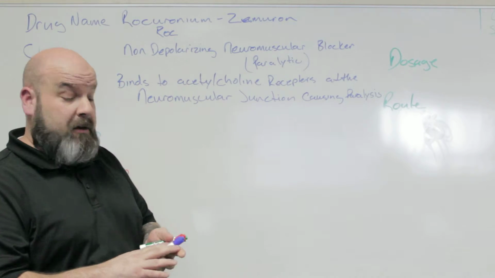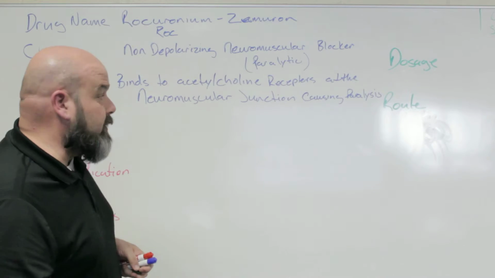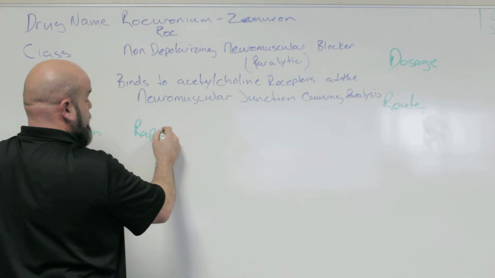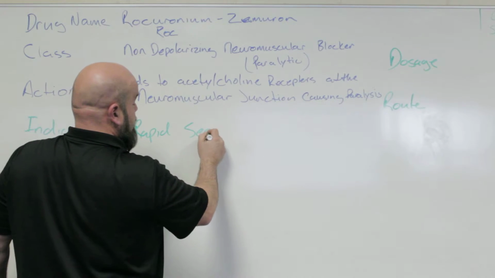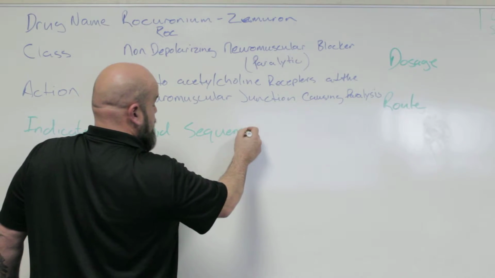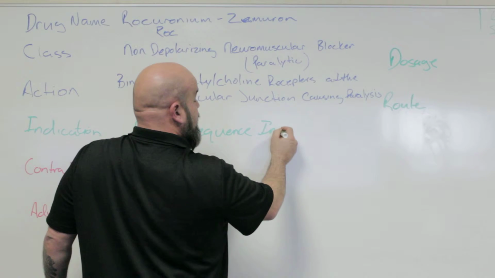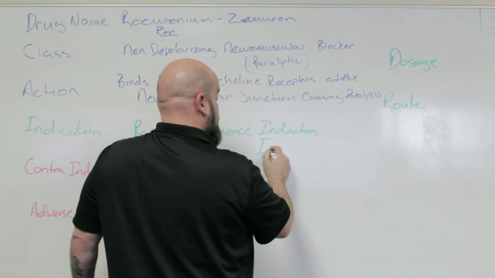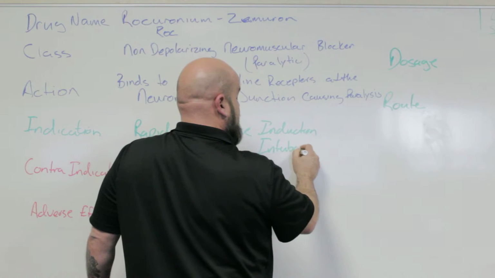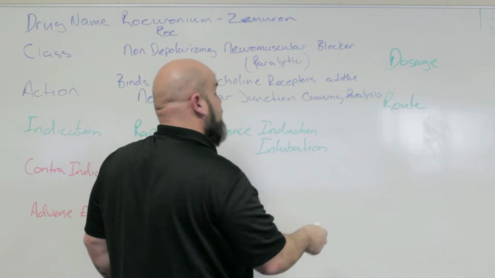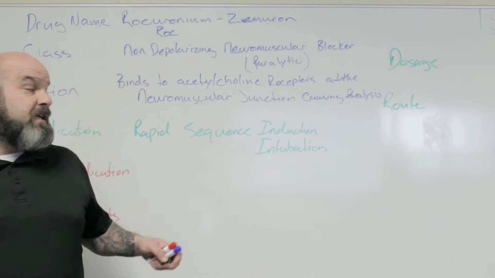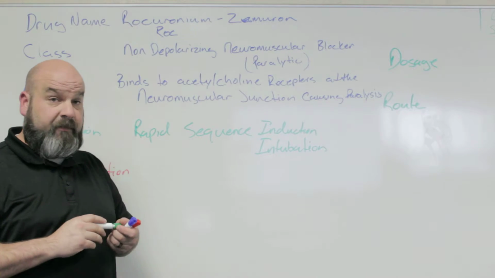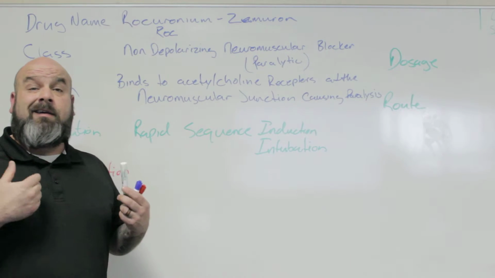So again, what are we going to use a paralytic for? For rapid sequence induction, RSI. Induction or intubation. Either one, they're interchangeable, they mean the same thing essentially in this instance. No other reason to use Rocuronium for anything else.